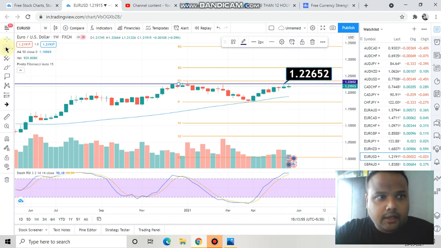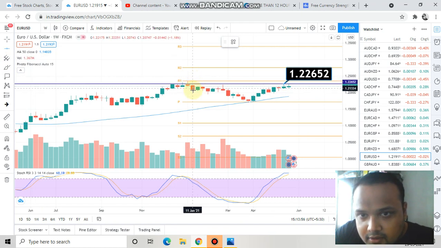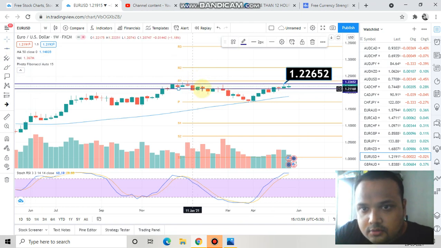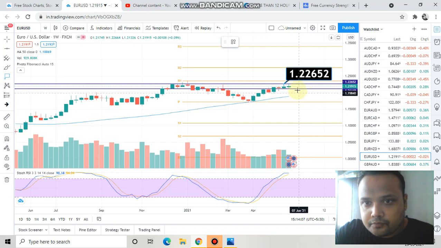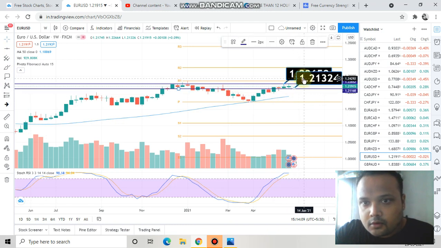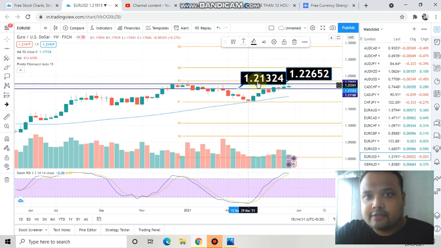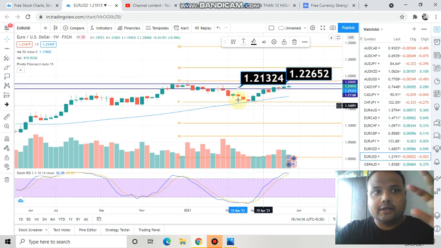On the other hand, we also have a small support, because for the last 2 weeks the market is going down, but still it is respecting this support level, and the level is 1.2132. This is the level marked on the downside.